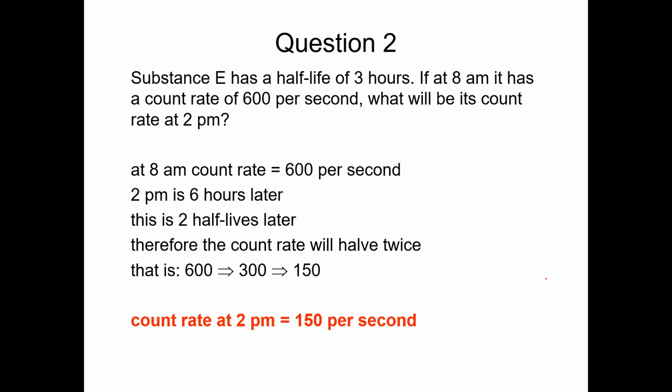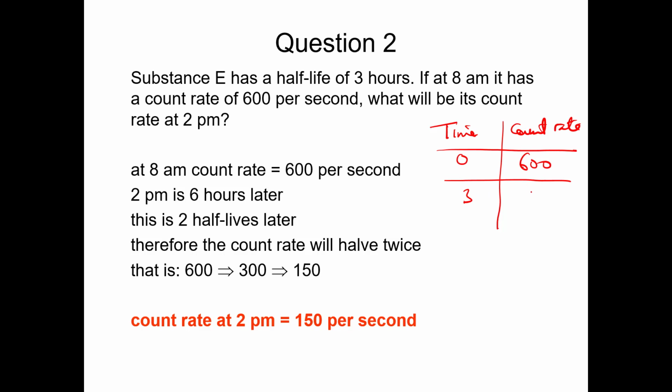what we do. Alternatively, you can simply use a table, and you simply say, so we shall have the time and then the count rate. So when the time is 0, the count rate is 600. When the time is 3 hours, the count rate will be 600 divided by 2, that is 300. When the time that has gone is 6 hours now, divide this one by 2, we'll be having 150.